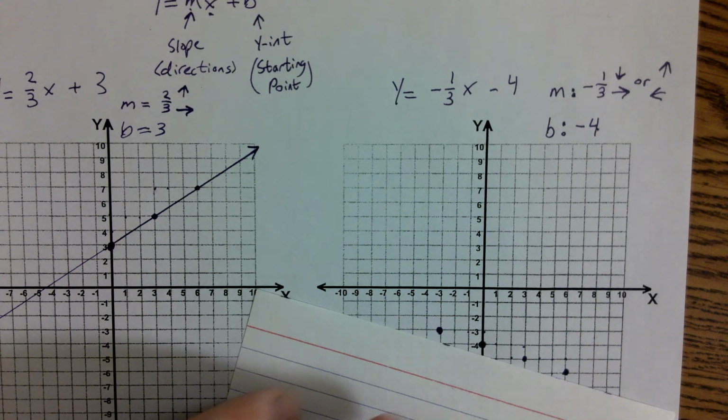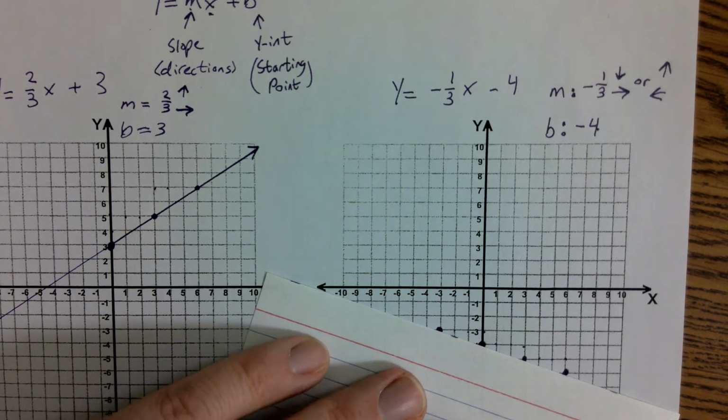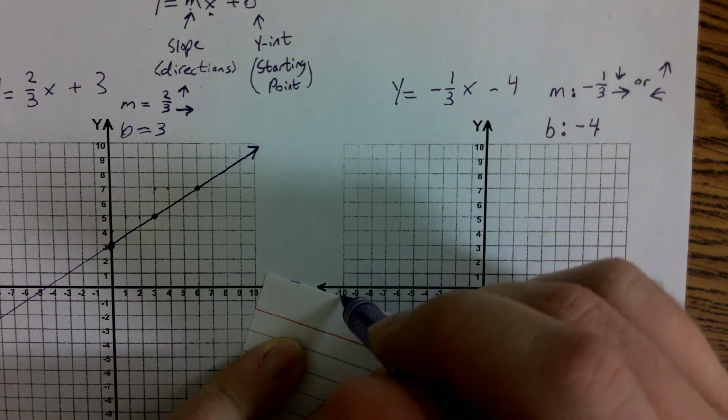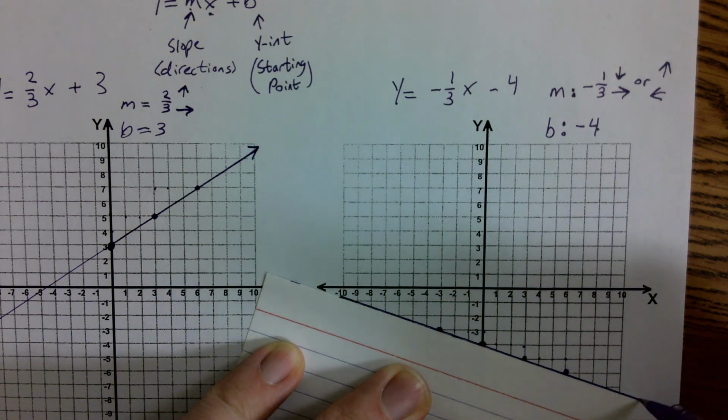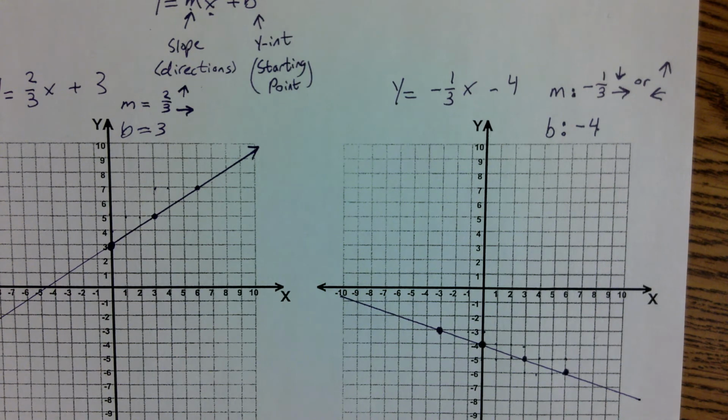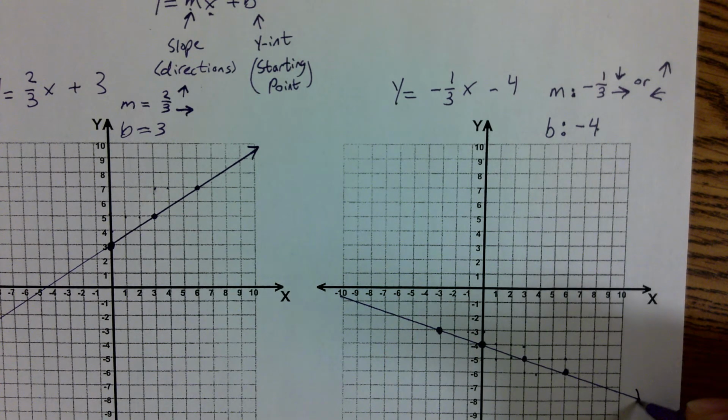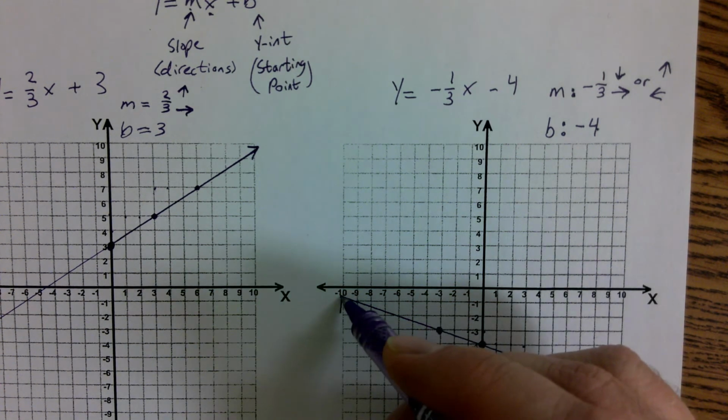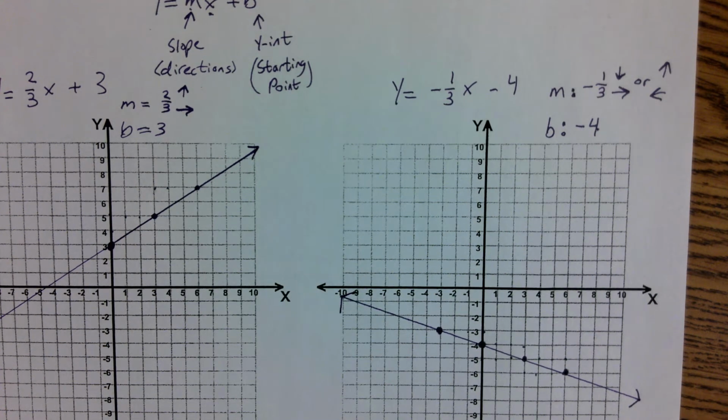So let's create our line with our ruler here. Okay, not perfect, but it's decent. Since this is a line, we should put arrows on the ends of it because lines extend in both directions forever. And there we go. We have graphed our second example in slope-intercept form.